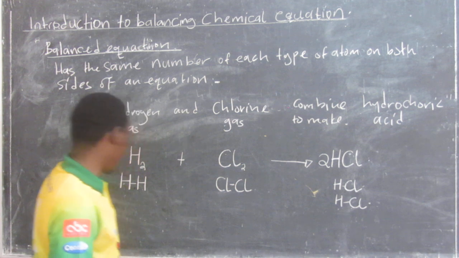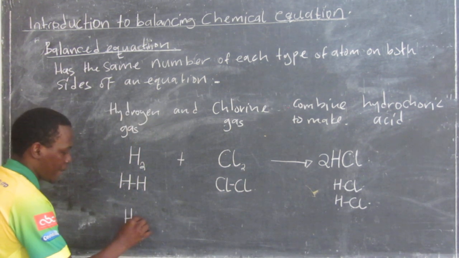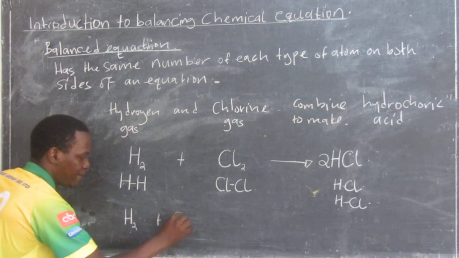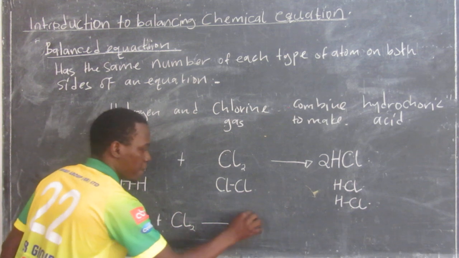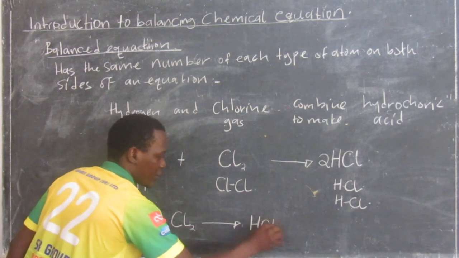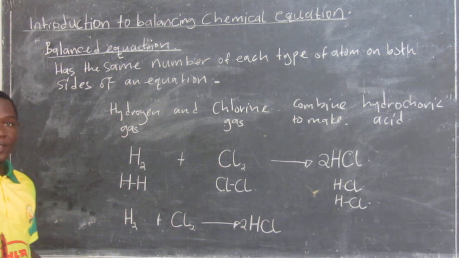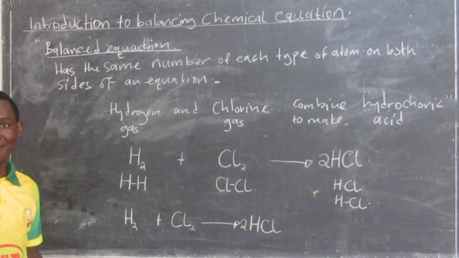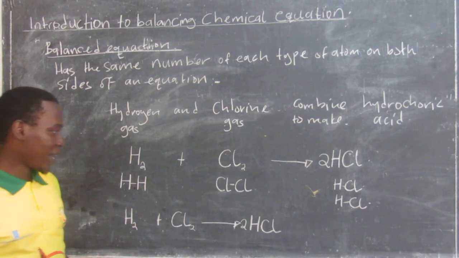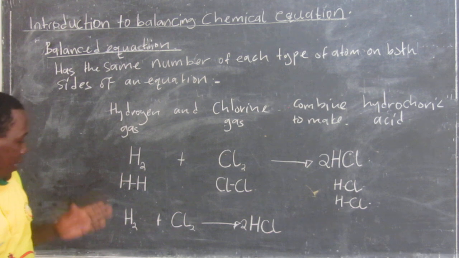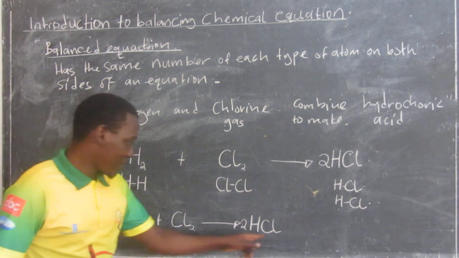I can write this in this way: hydrogen plus HCl is going to give us 2 HCl. I put a 2 to balance it. By doing this, I've balanced my equation. My equation is balanced because the number of hydrogen on this side is the same as the number of hydrogen on the other side. Also, the number of HCl on this side is the same as on the other side.